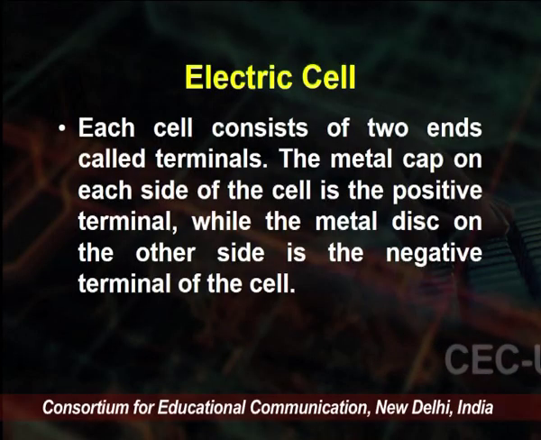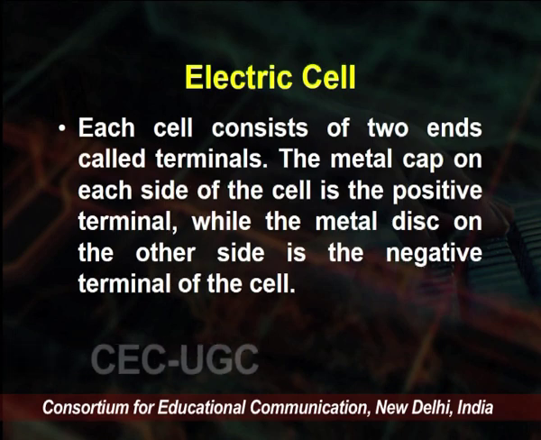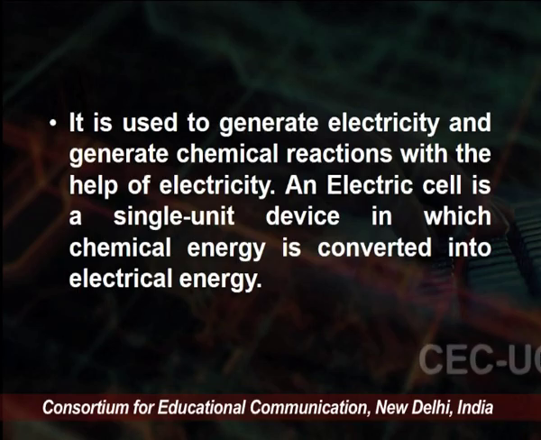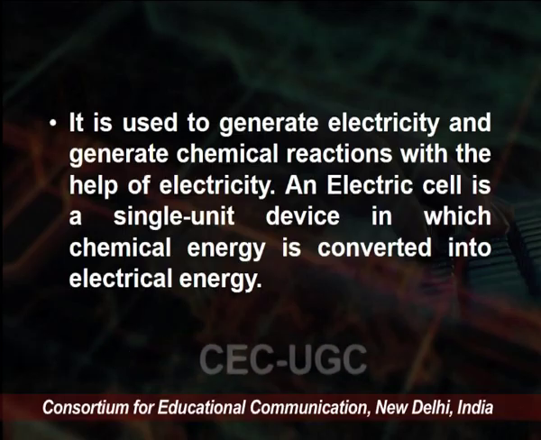Each cell consists of two ends called terminals. You have seen in batteries, and in your laboratories, that the cell has two end terminals. The metal cap on one side of the cell is the positive terminal, while the metal disc on the other side is the negative terminal of the cell. It is used to generate electricity and to drive chemical reactions with the help of electricity.